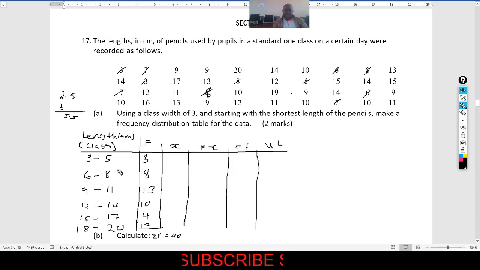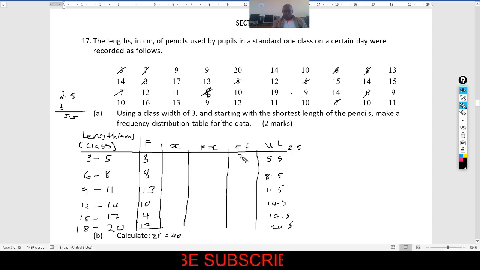Remember, when you are drawing the histogram, you start with the lower limit, so you have to start with 2.5. Because I said here we have an absolute error of 0.5, the upper limit is 5.5. The next class is 8.5. Remember, the class width is uniform at 3. The next class is 11.5, then 14.5, then 17.5, and finally 20.5. So those are the upper limits. You'll use them to draw the histogram.